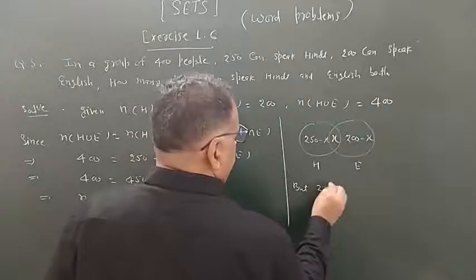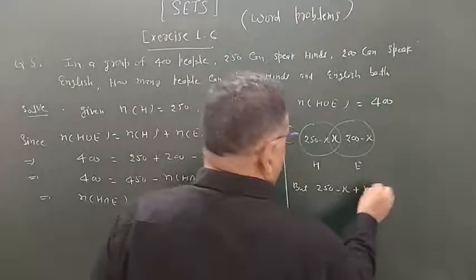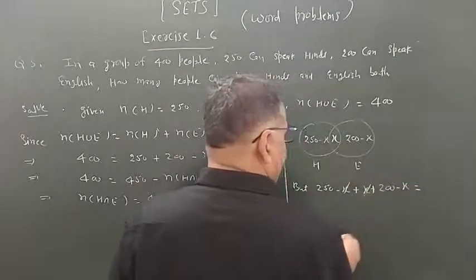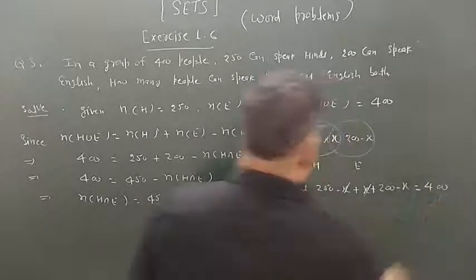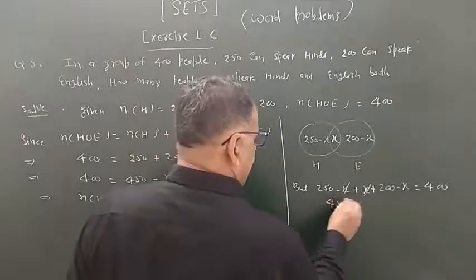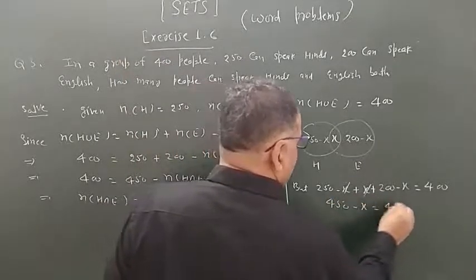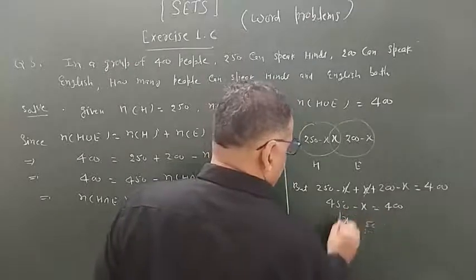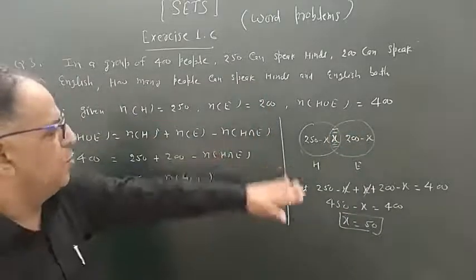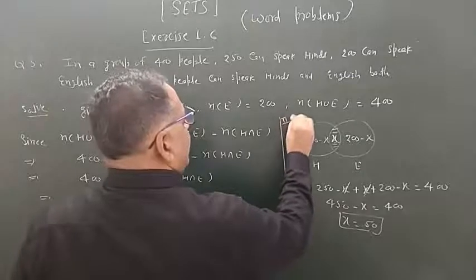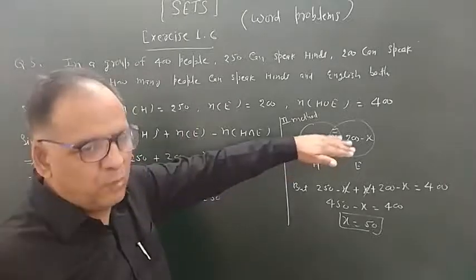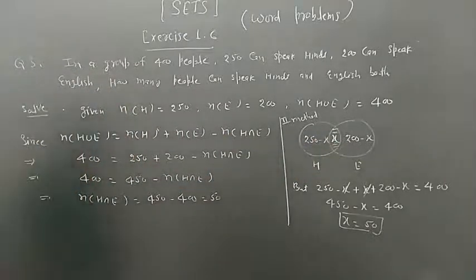So 250 minus x plus 200 minus x equal to, so x and x cancel out, equal to 400, because the total values are given as 400 there. So now we have 450 minus x equal to 400. So now you have x equal to 50. This is the common value: how many candidates speak Hindi and English both? So this is the second method, the Venn diagram method. After practice, you can compare. This method is easier than using the formula method.